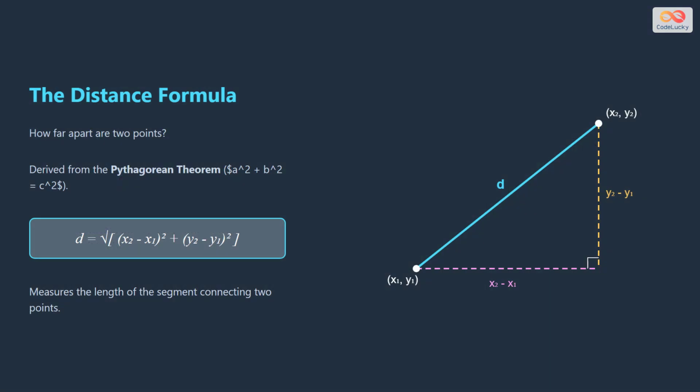What if we want to know how far apart 2 points are? We use the distance formula. This formula is actually derived directly from the Pythagorean theorem. By creating a right triangle between the points, we can calculate the length of the straight line connecting them.